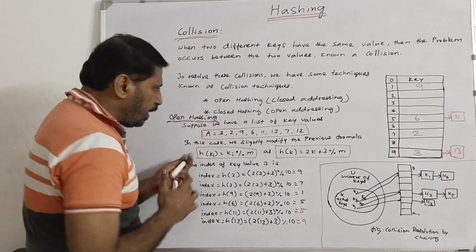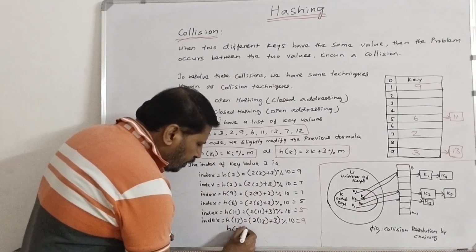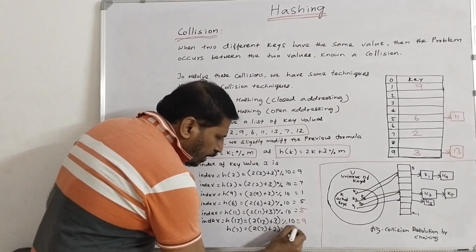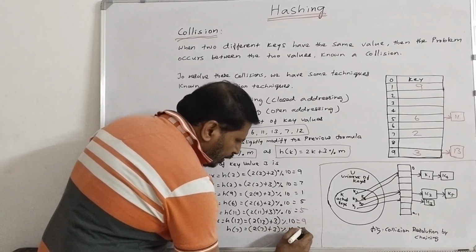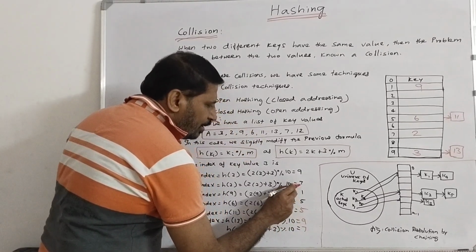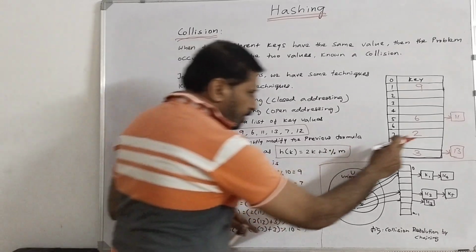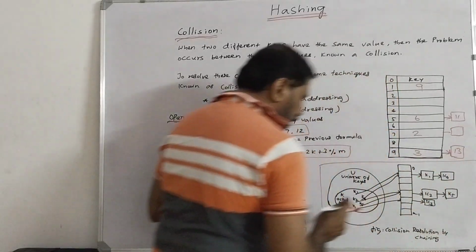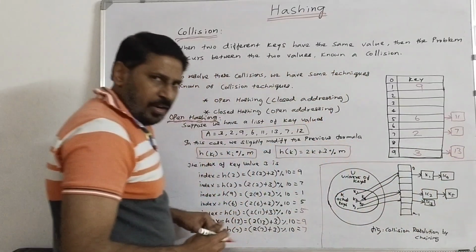What is the next number? Next number is 7. Index equals h(7) equals (2 into 7 plus 3) modulo 10. 2 into 7 is 14, 14 plus 3 is 17, and 17 modulo 10 is 7. Once again a collision comes because index 7 is already filled. We go to index 7, create one chain, make a new memory address, and store number 7 there in the chain.